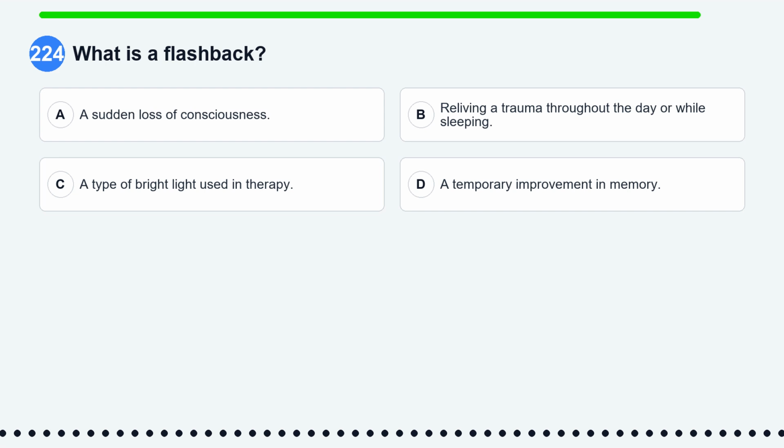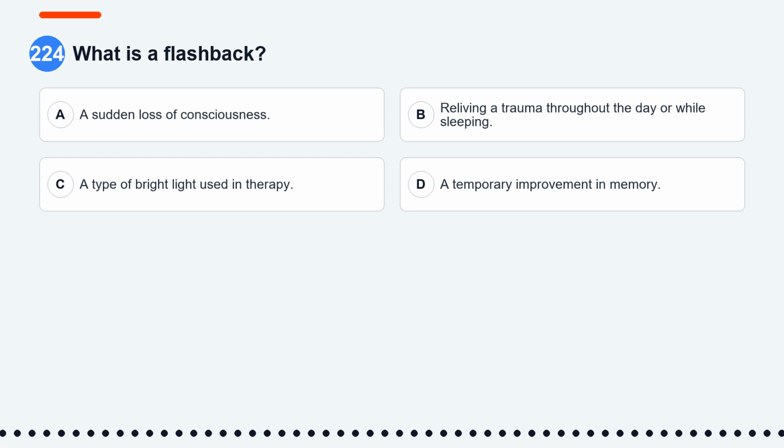Question 224. What is a flashback? Option A. A sudden loss of consciousness. Option B. Reliving a trauma throughout the day or while sleeping. Option C. A type of bright light used in therapy. Option D. A temporary improvement in memory.